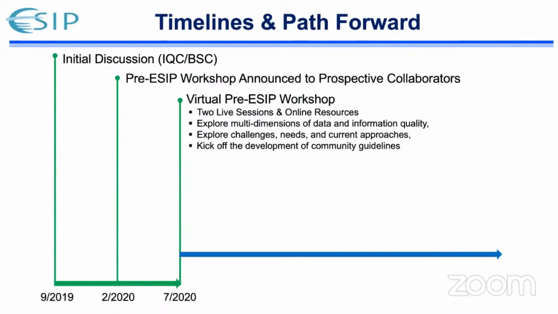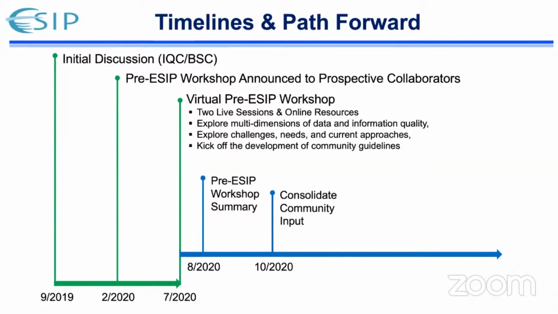And so, moving forward, here are some of the timelines. We will summarize the outcomes of the ESIP workshop in August, and that will probably be published as a figshare and a report. We'll continue to collect community input until the middle of October. Then we'll start to consolidate by the organizing committee, and most of them are co-chairs here today.